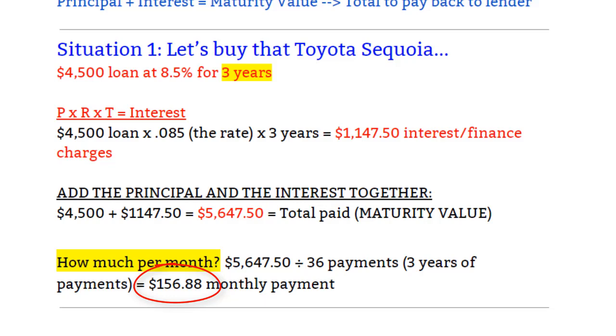$156.88 monthly payment. Now just so you know, there will probably be some other fees that would be rolled into this. You might have them put the registration and title fees in your loan and everything else, and that would make that monthly payment go up. This is just a very simple interest formula for getting an idea of what that monthly payment might be.